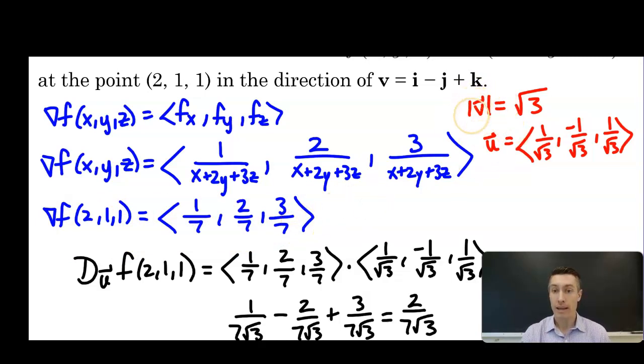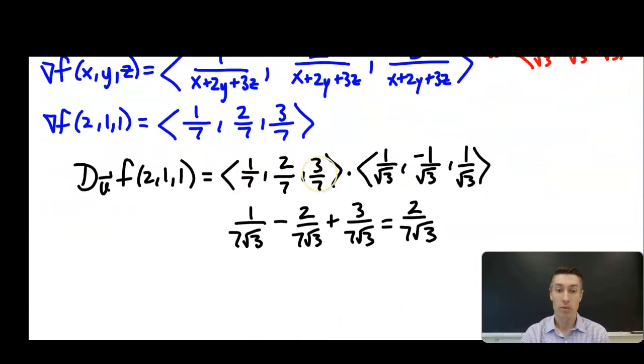The magnitude of the vector v was square root of 3, so the unit direction vector is 1 over square root of 3, negative 1 over square root of 3, 1 over square root of 3. And then for the directional derivative, we're going to take the dot product of the gradient vector with the unit direction vector. So 1 over 7 square root of 3 minus 2 over 7 square root of 3 plus 3 over 7 square root of 3 gives us a final answer of 2 over 7 square root of 3 as our rate of change.